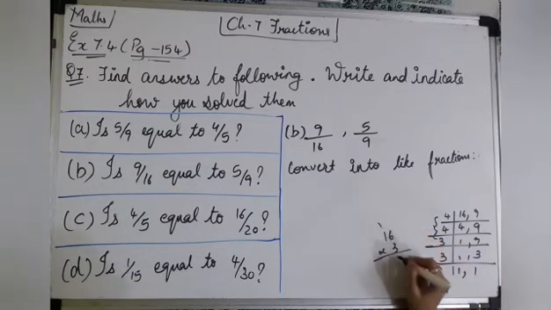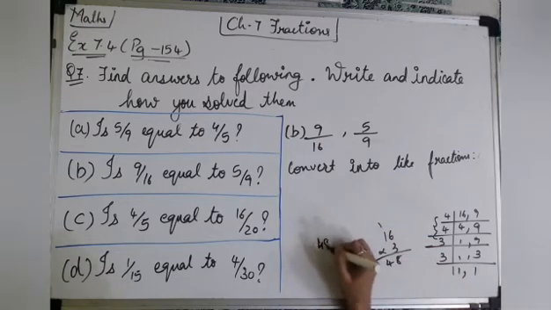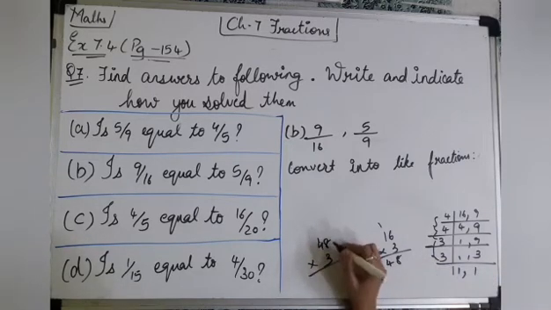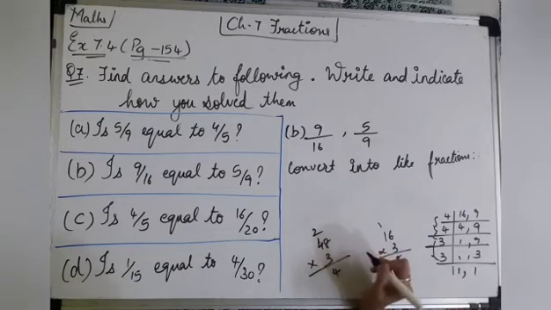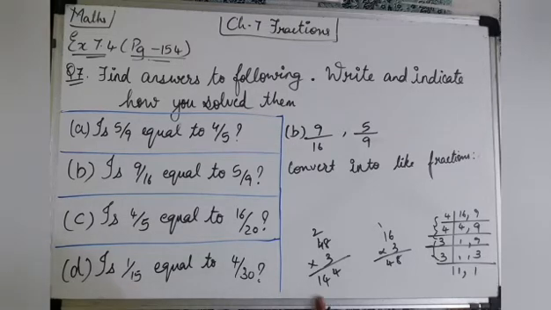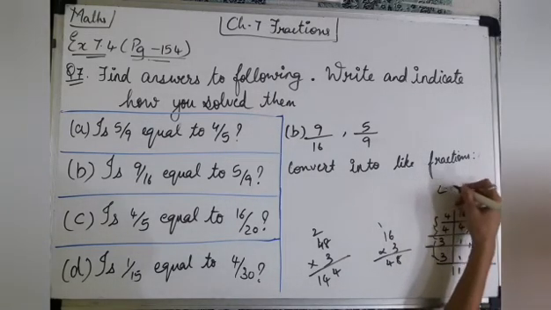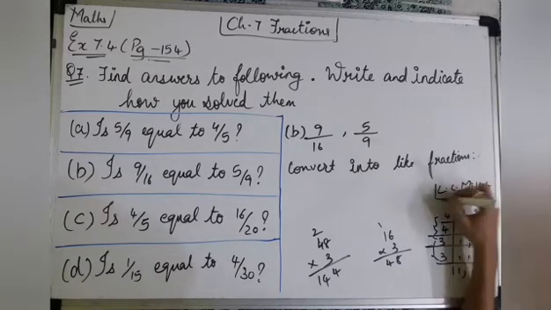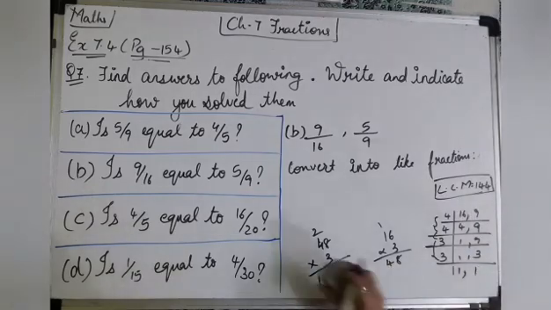16 3s are: 6 3s are 18, 1 carried over, 3 1s are 3 plus 1 is 4, so 48. 48, and 3 is remaining, so we'll multiply by 3. 8 3s are 24 and 4 3s are 12. 12 plus 2 is 14. So here we got the answer: the LCM we got is 144. Okay.